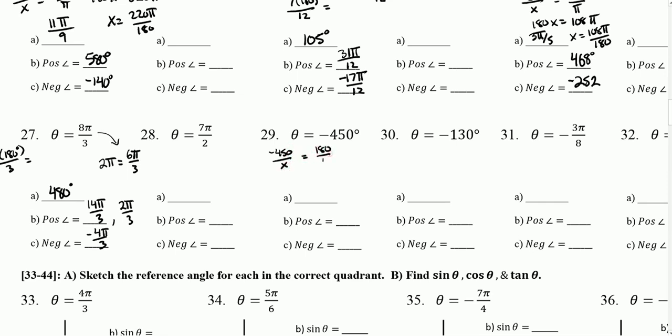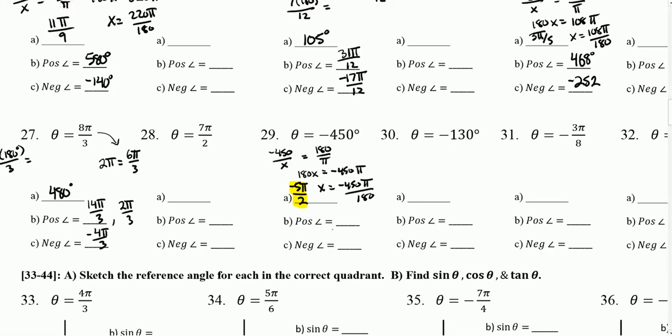180 degrees, which converts to pi. Cross multiply, 180x is negative 450 pi, x is negative 450 pi divided by 180, just need to reduce. If we divide top and bottom of the fraction by 90, we're going to get negative 5 pi over 2. And let me just highlight that to distinguish the answer.